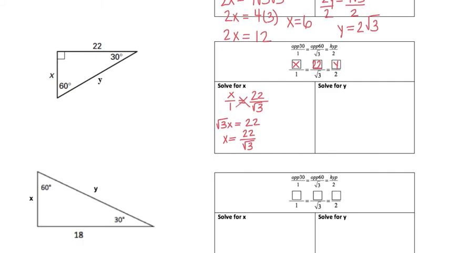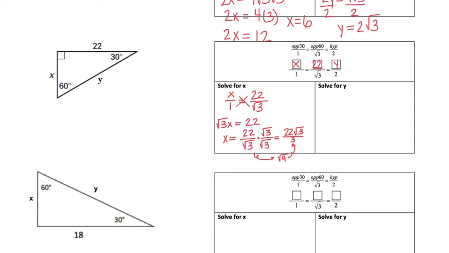But remember, we can't actually leave our answer like that. We need to multiply by whatever the square root is on the bottom to rationalize our denominator. So 22 times the square root of 3 is 22 square root 3. The square root of 3 times the square root of 3 is the square root of 9, or 3. So we'll have 22 square root 3 over 3. And we'll actually leave it just like that.